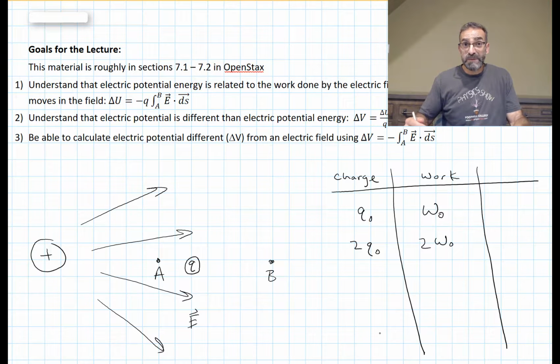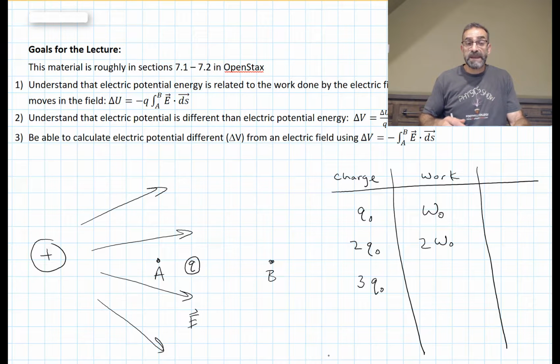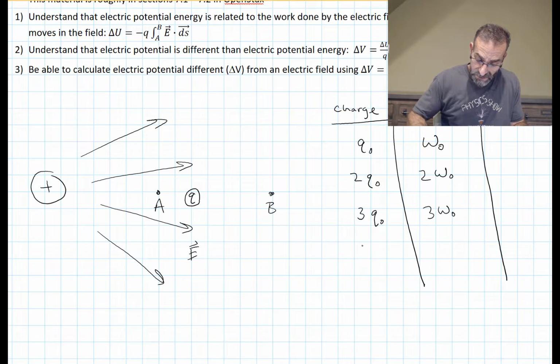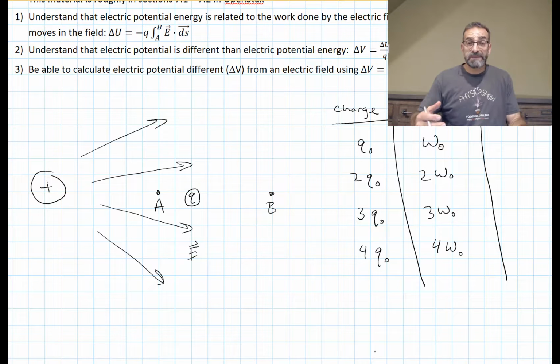Now I change my mind again. I want to move an object that has 3 times as much charge. 3Q naught is the charge of my object, and I'm moving it from A to B. How much work does the field do pushing that charged object from A to B? It's going to do 3 times as much work as moving the single charge, Q naught. And I could keep going. 4Q naught. How much work is the field going to do? 4 times as much. Because the charge is 4 times as much, the force is 4 times as much, and the work is 4 times as much.